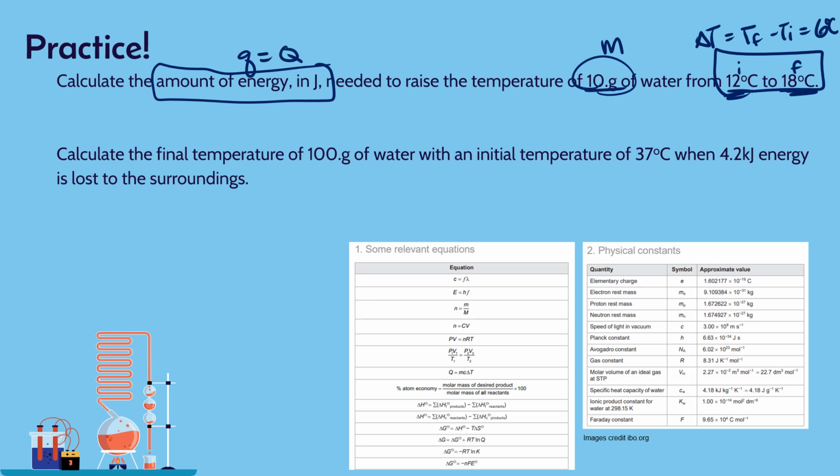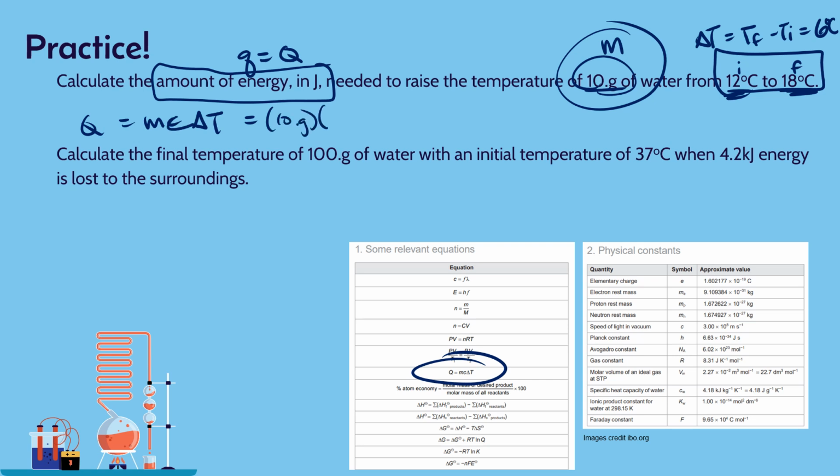So let's figure out what equation we're going to use. Q and M and delta T. Of course, that's going to be Q equals mc delta T. Again, our M is 10 grams of water. Our C is given to us in our data booklet section 2, specific heat capacity of water. Since I have grams and joules, I'm going to use this version of the label, 4.18 joules per gram per Kelvin.